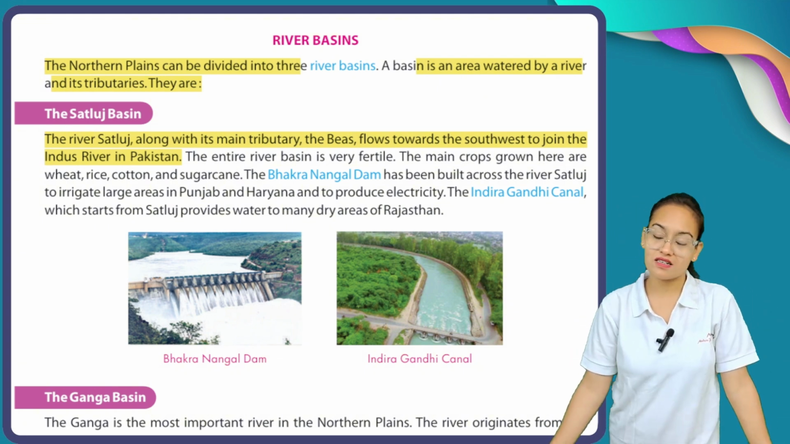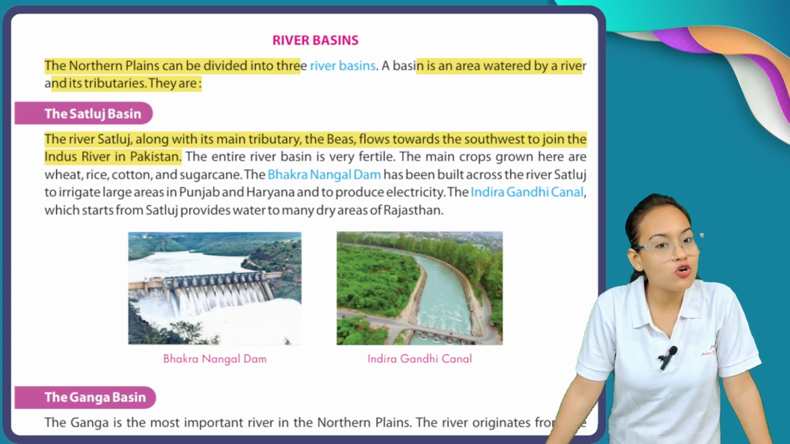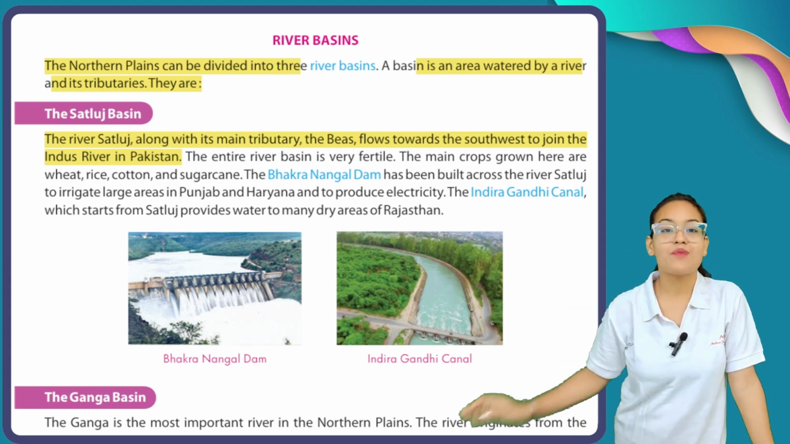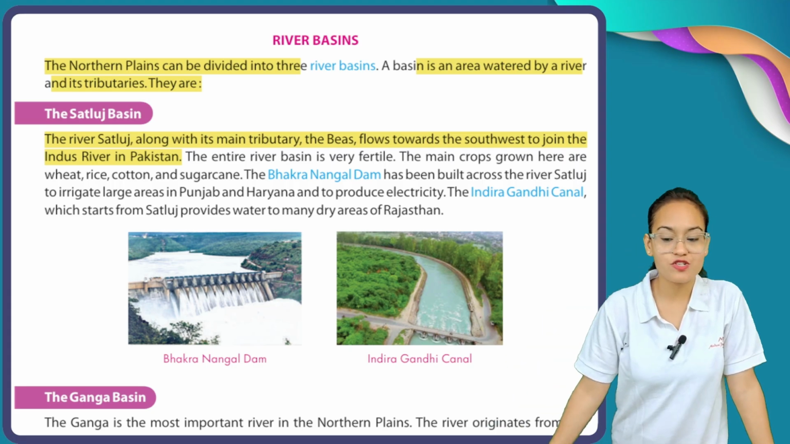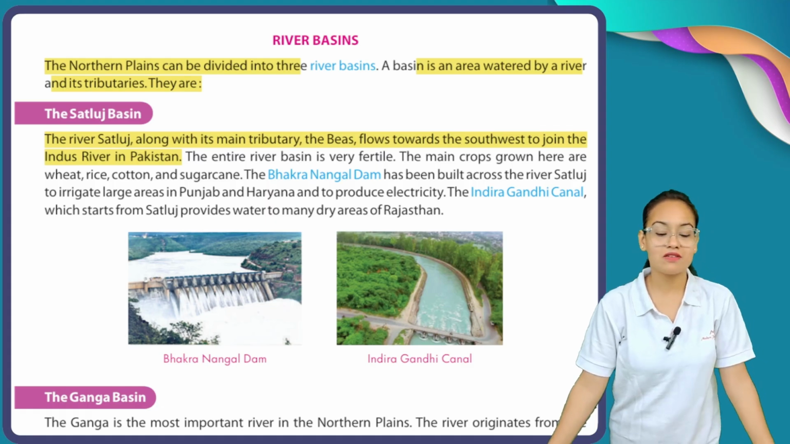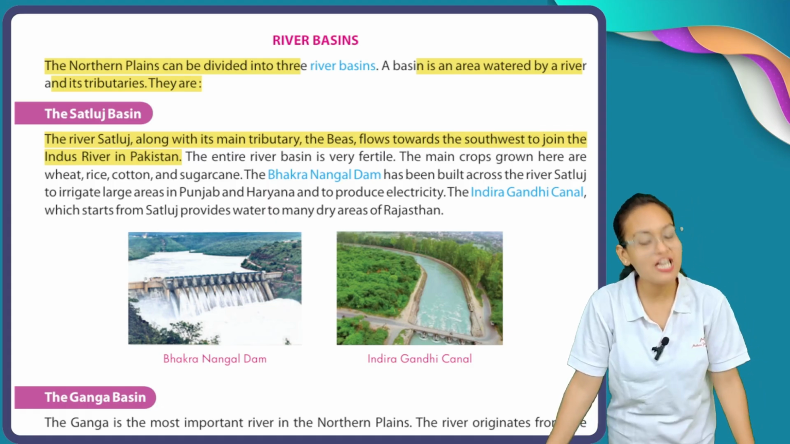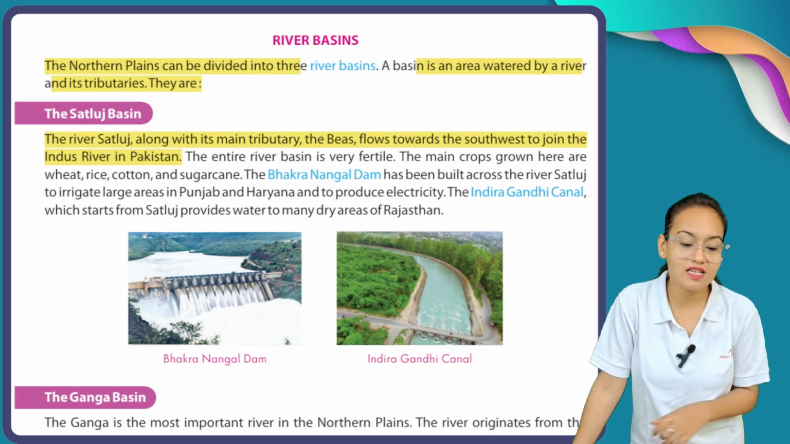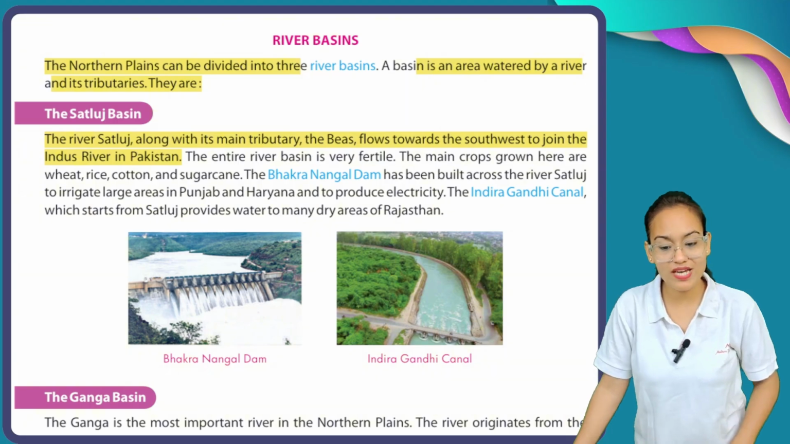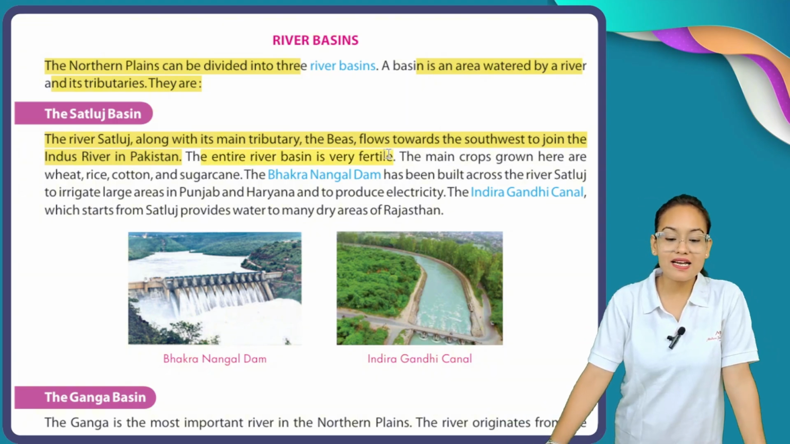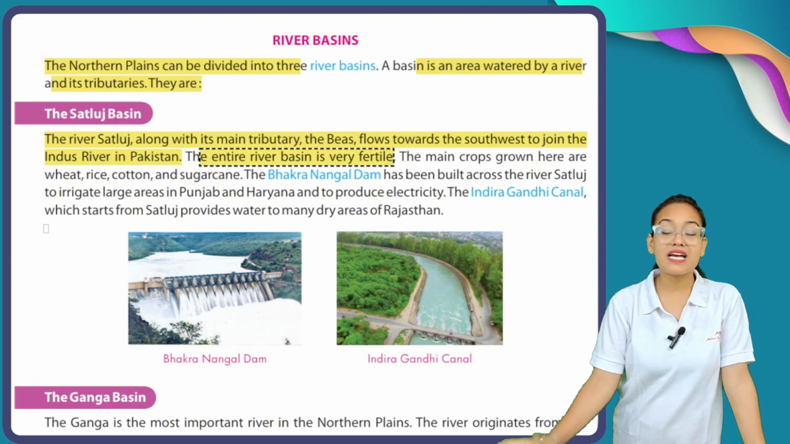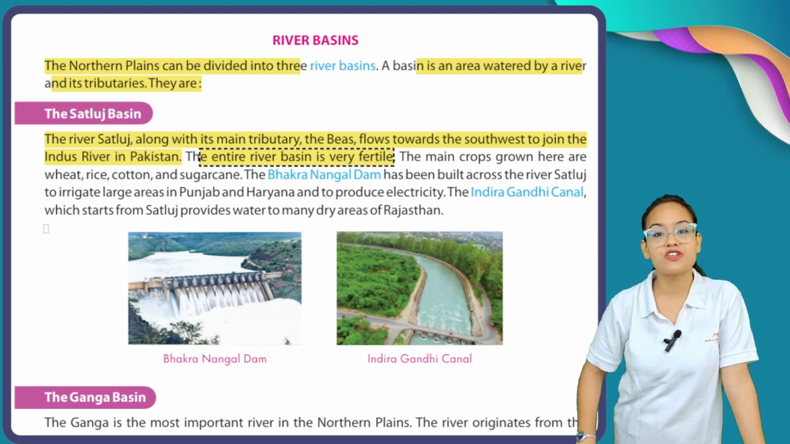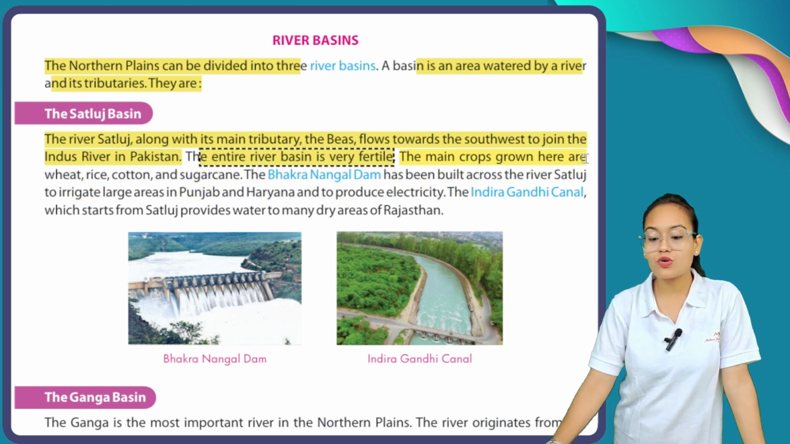So when the river Satluj flows, the Beas river, which is a tributary of Satluj, joins the Indus river in Pakistan. Both Satluj and Beas join the Indus river in Pakistan. The entire river basin of Satluj is very fertile. The main crops grown here are wheat, rice, cotton, and sugarcane.